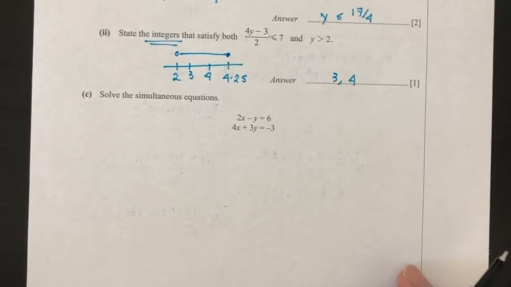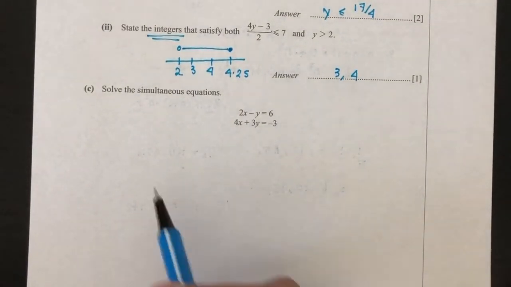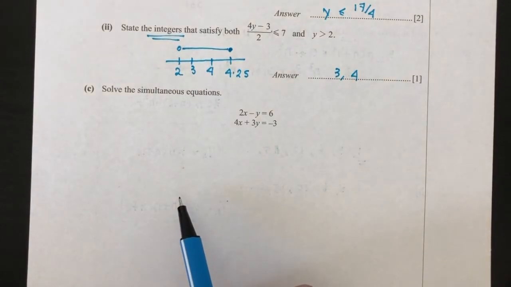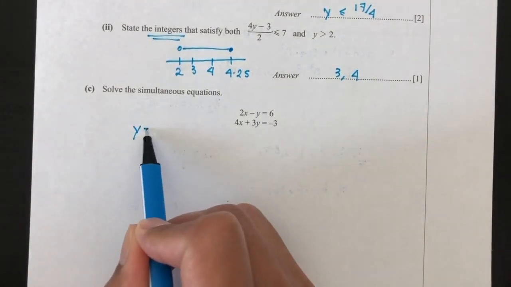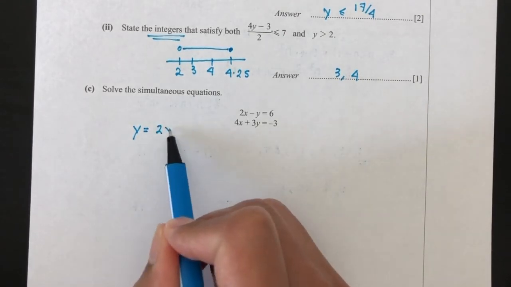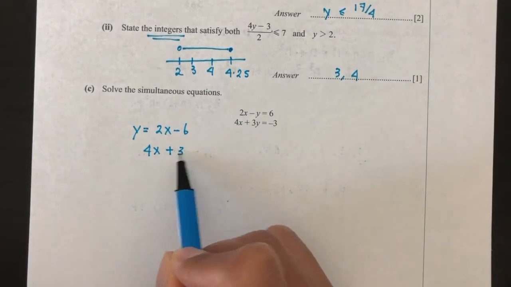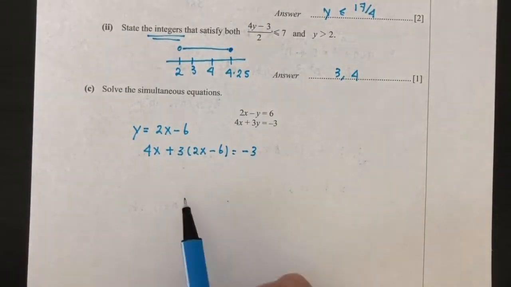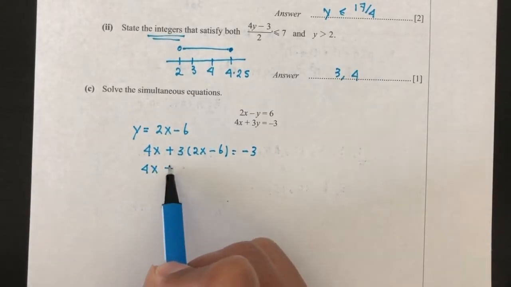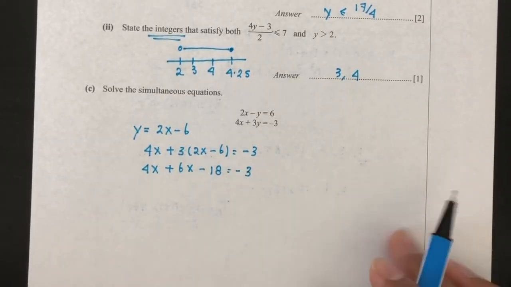Now part C, solve the simultaneous equation. So find the values of x and y. What we can do is solve by substitution, because here we have y already. So y as subject of formula will become 2x minus 6. So 4x plus 3y, which is 2x minus 6, equal to minus 3. 4x plus 6y minus 18 equal to minus 3.